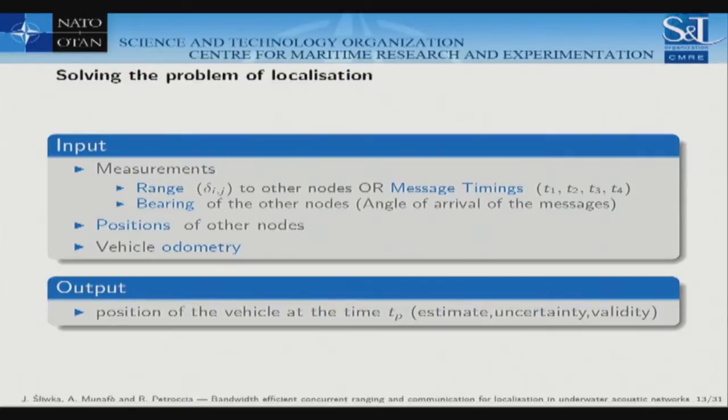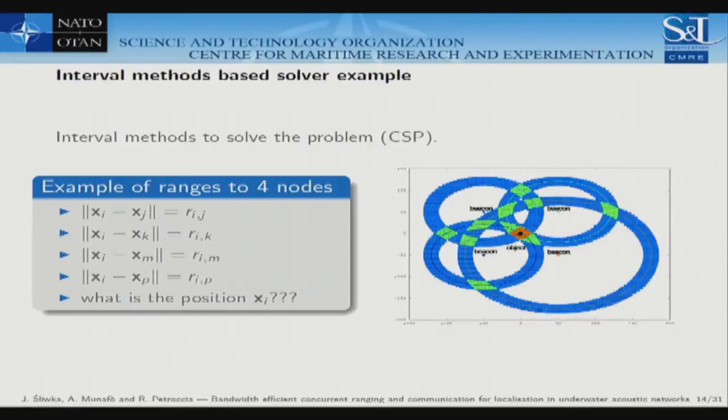The data recording is still on. But then you correct it with the range measurements. Those are the inputs. The output of the algorithm is the position of the vehicle at the time of processing, which is the estimate, the uncertainty, and the validity of your solution.